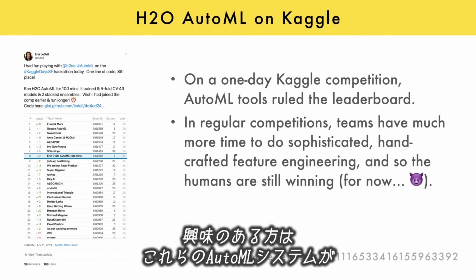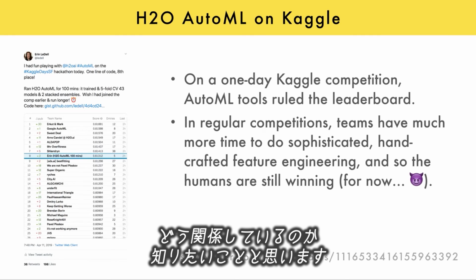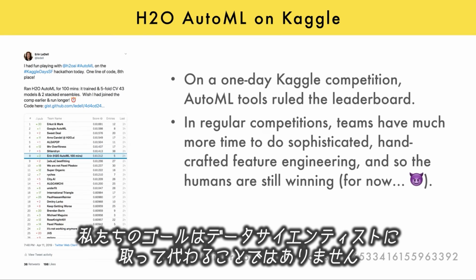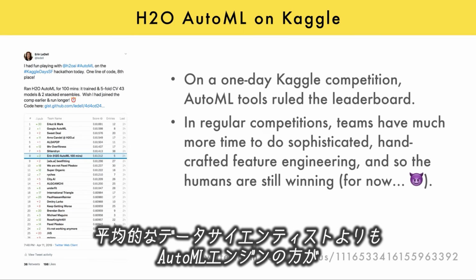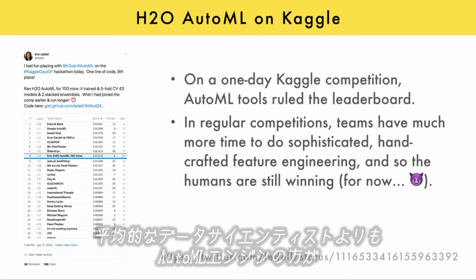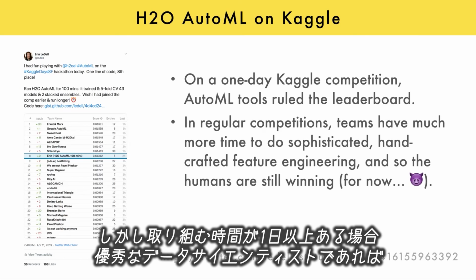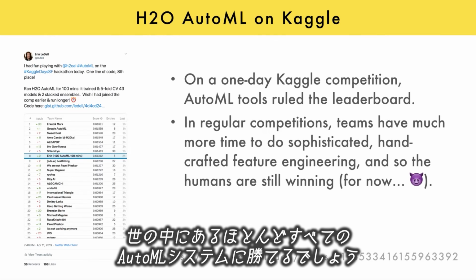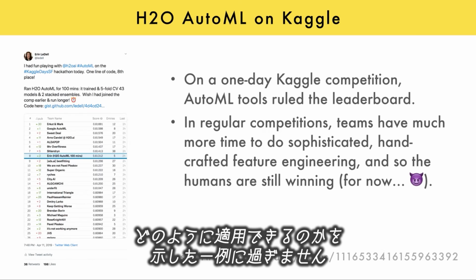And if you're curious how these AutoML systems compare to real data scientists in real life, one of the goals is we don't ever want to replace data scientists, but we found that on a very short scale, let's say a 1-day competition, AutoML engines do tend to do better than an average data scientist. However, if you have more than a day to spend on a problem, you can probably beat almost every AutoML system out there if you're a very sophisticated data scientist. So this is just an example of where AutoML tools fall in terms of the context here.